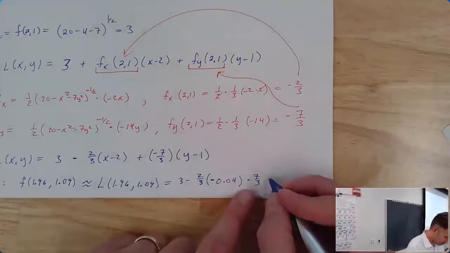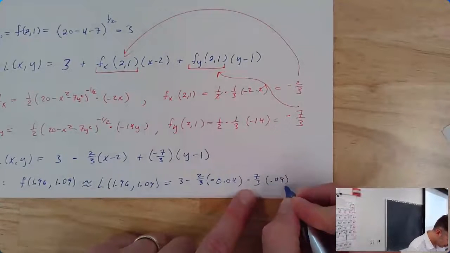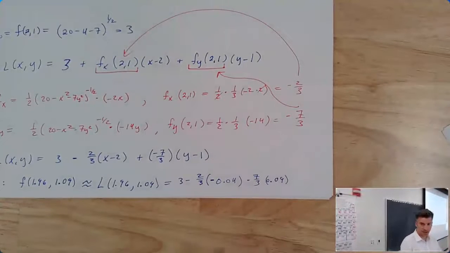1.09 minus 1 is 0.09. And then you could get a nicer answer if you wanted to simplify that. It's not beautiful, but there it is.